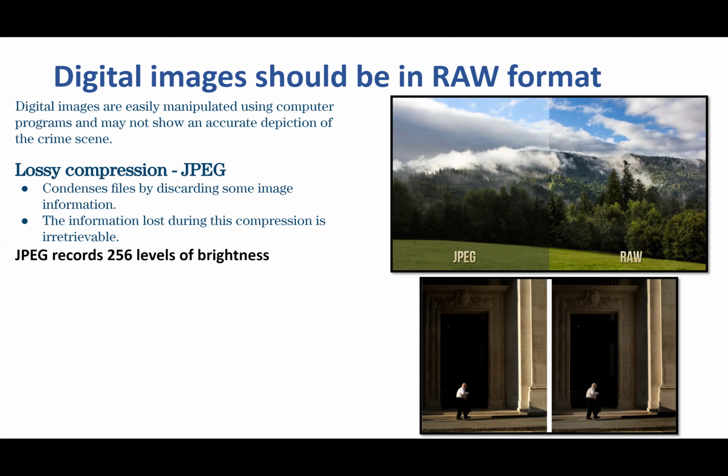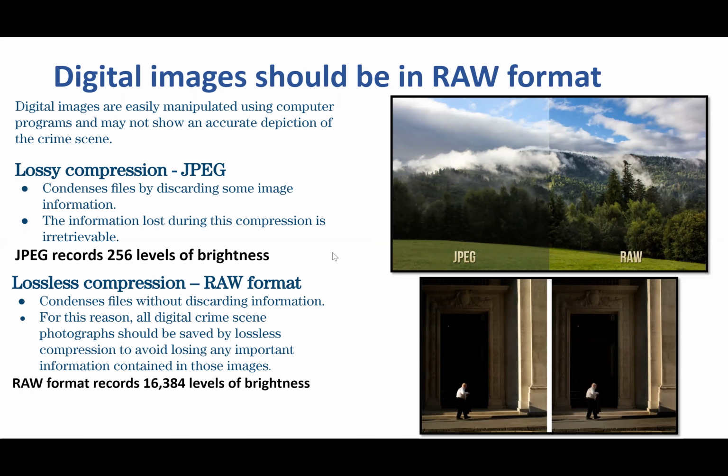So if you save your image in a lossy compression format, you're going to lose some data or information and you'll never get it back. So JPEG records 256 levels of brightness. And so here's the difference between a JPEG and a RAW format. Lossless compression, which is the RAW format, condenses the files without discarding information. And for this reason, all digital crime scene photographs should be saved by lossless compression to avoid losing any important information contained in those images.